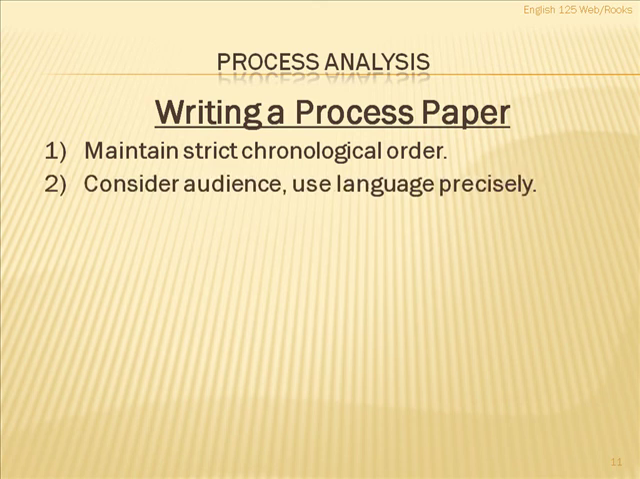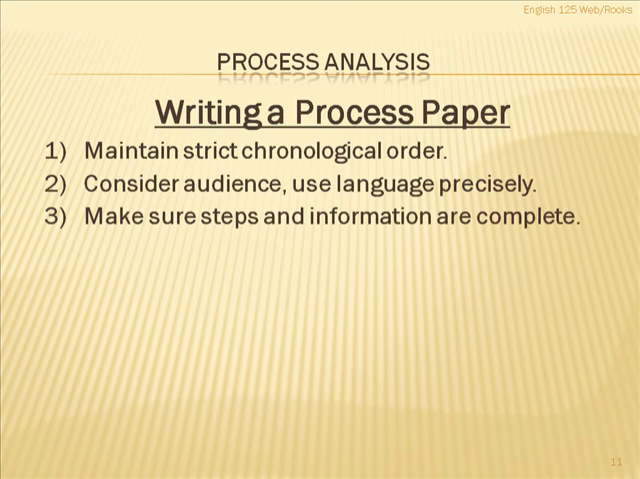Secondly, you need to consider who is your audience and use your language very precisely. Make sure that you only use language that your audience will understand. With process, you don't want the language to be too technical or to use terms that could be interpreted in different ways. You need to use your language very precisely so that there cannot be misunderstanding, because if there can be, they can end up with the wrong result.